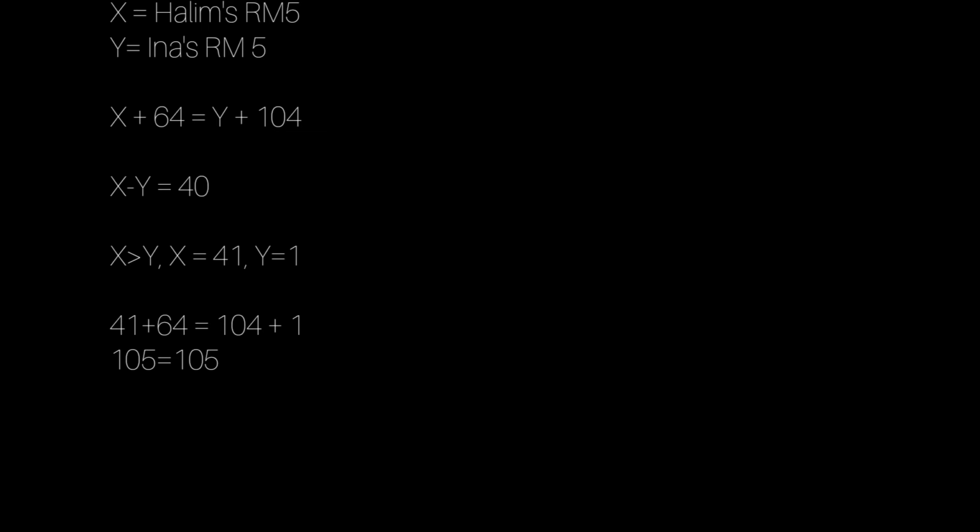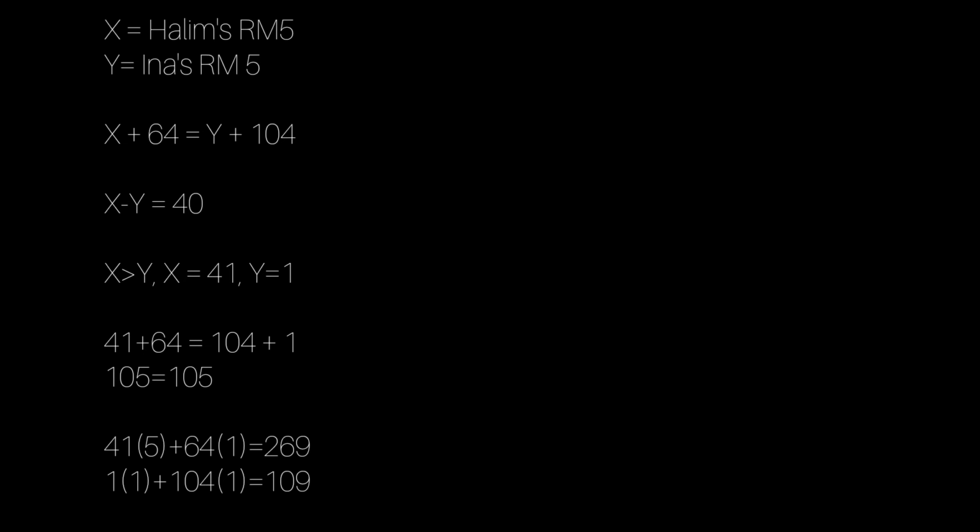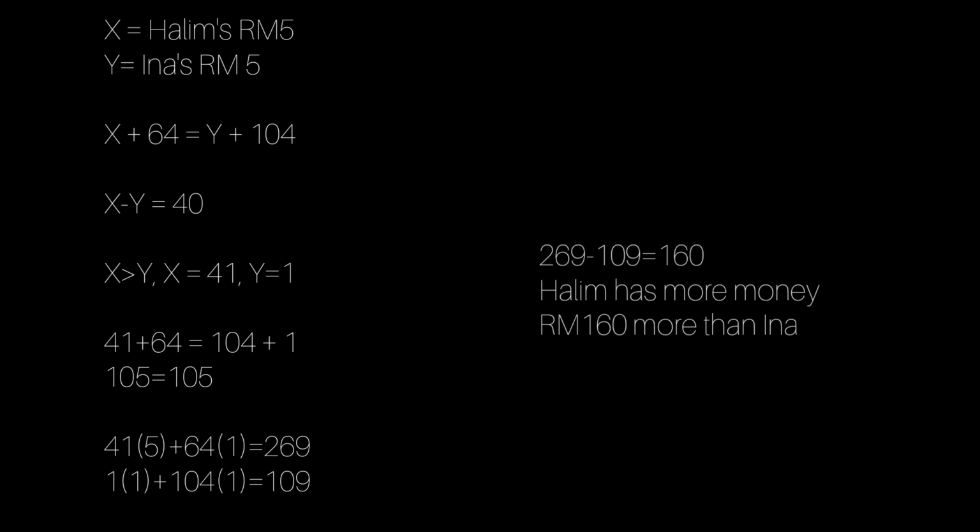With all the unknowns identified, we can substitute into the equation to identify both antique notes' value. Halim has 269, while Ina has 109. By subtracting both numbers, we get 160 ringgit. So Halim has more money, which was 269 ringgit, and the difference between both of them is 160 ringgit.